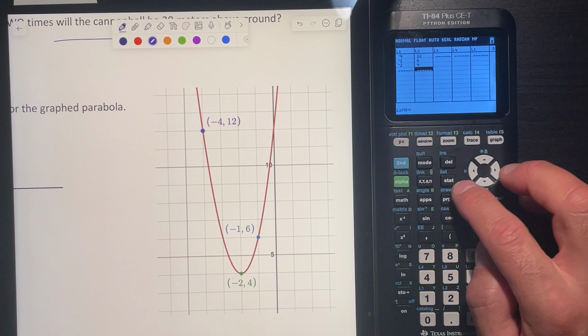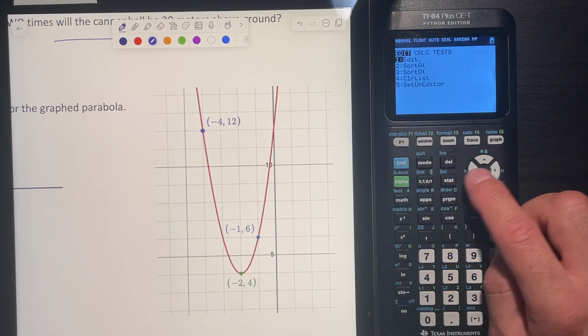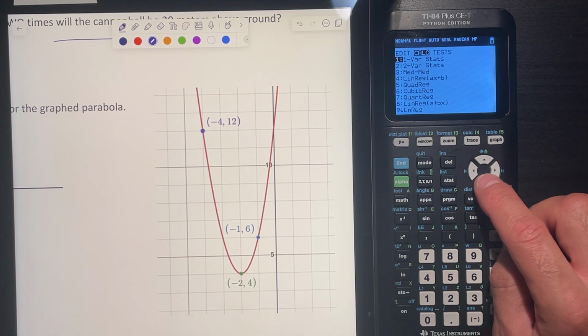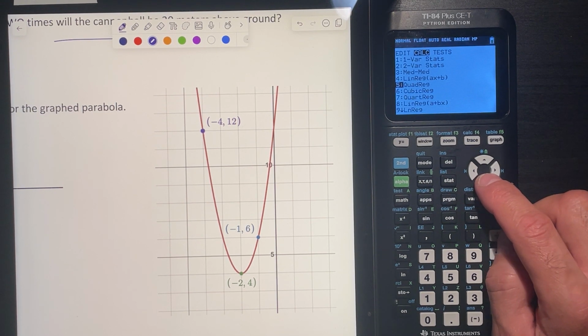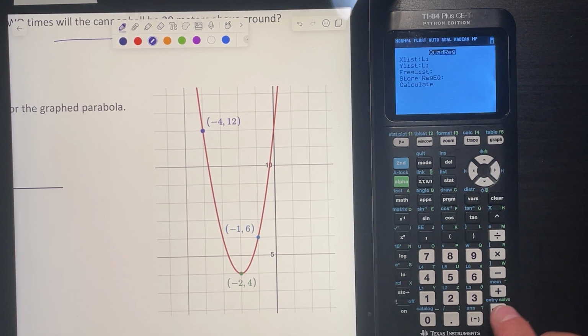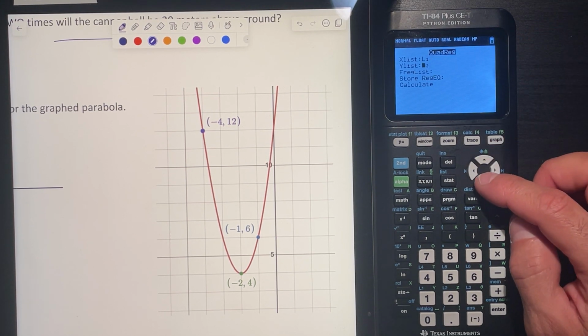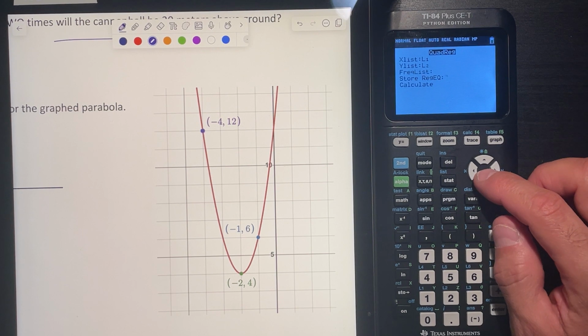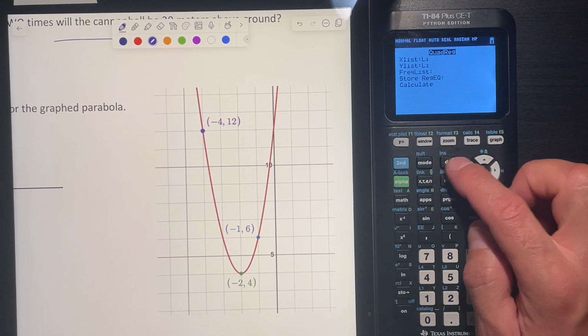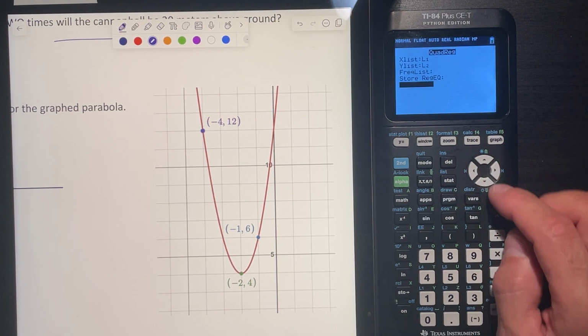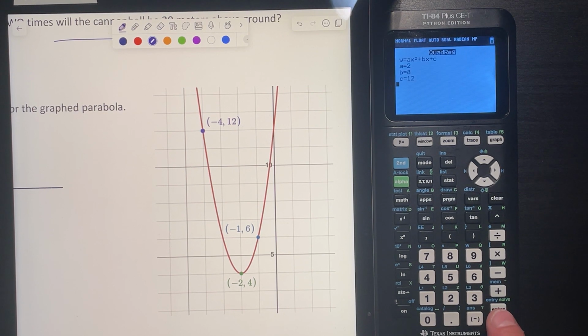Now, once we have those in there, go back to stats, go over to calculate. This is a quadratic. The reg means regression. It's like an equation. So hit enter. It says my x's are in L1, my y's are in L2. Make sure there's nothing here and nothing there. If there is like a 5 or something weird, delete it. Go down to calculate and then hit enter.